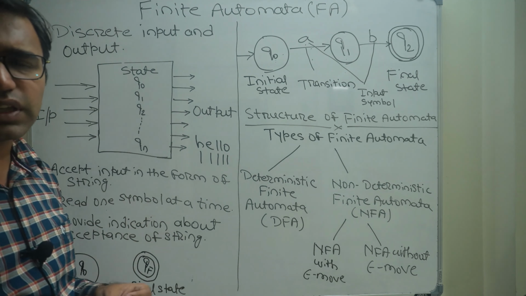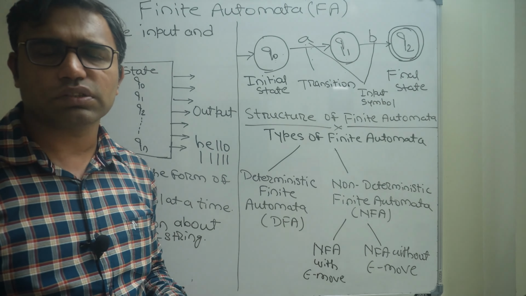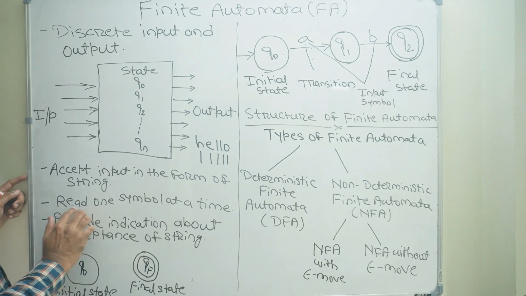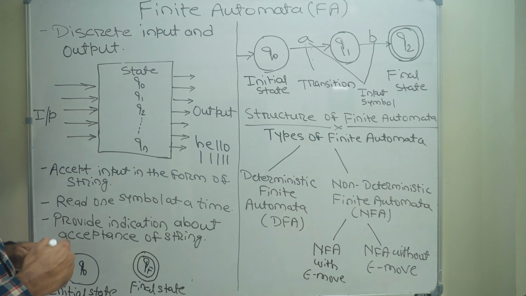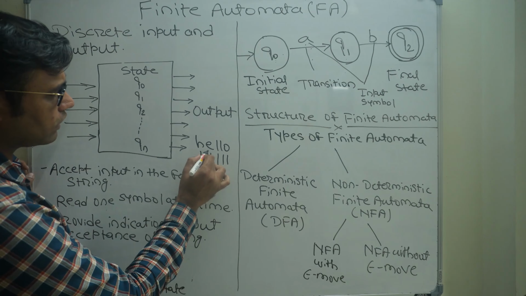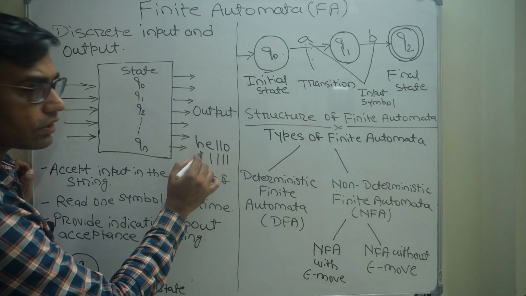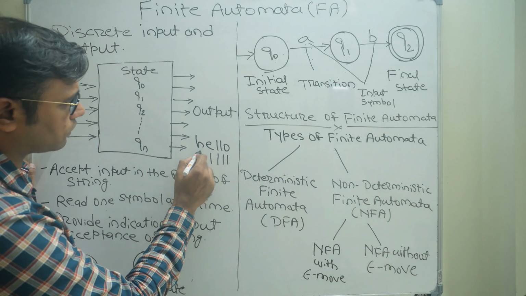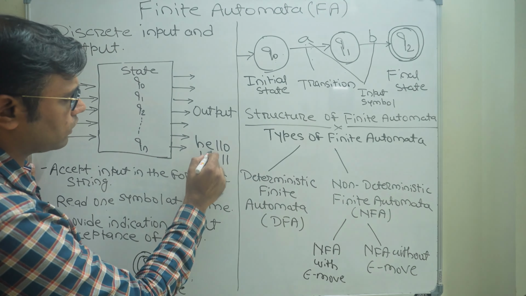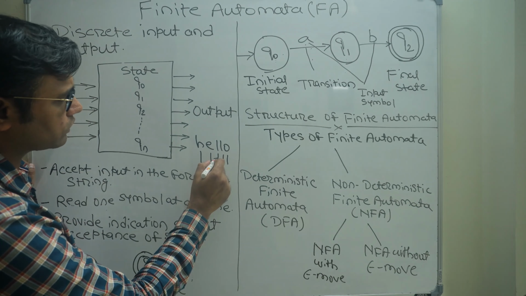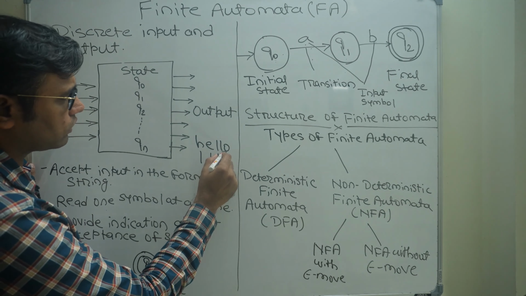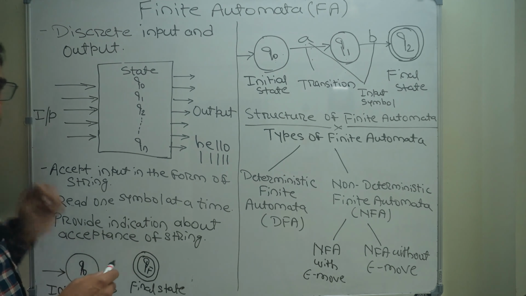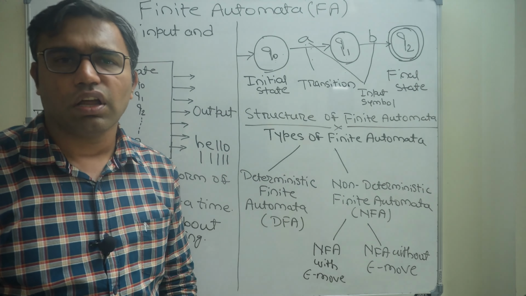Even though it accepts the string, the symbols are processed one at a time. It accepts the input in the form of a string and reads only one symbol at a time. So this is the example. Here there is the string hello. If finite automata process this string, first of all it will read h, then it will process e, then l, then l, then o. So it reads one symbol at a time and it provides whether the string is accepted or not.